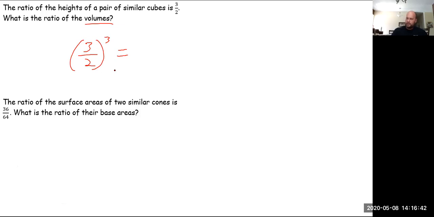3 times 3 times 3 is 27. And then 2 times 2 times 2 is 8. So 27/8. This would be the ratio of our volumes. So let's say we knew what the figure was, all right? And we said that we knew what the volume was.